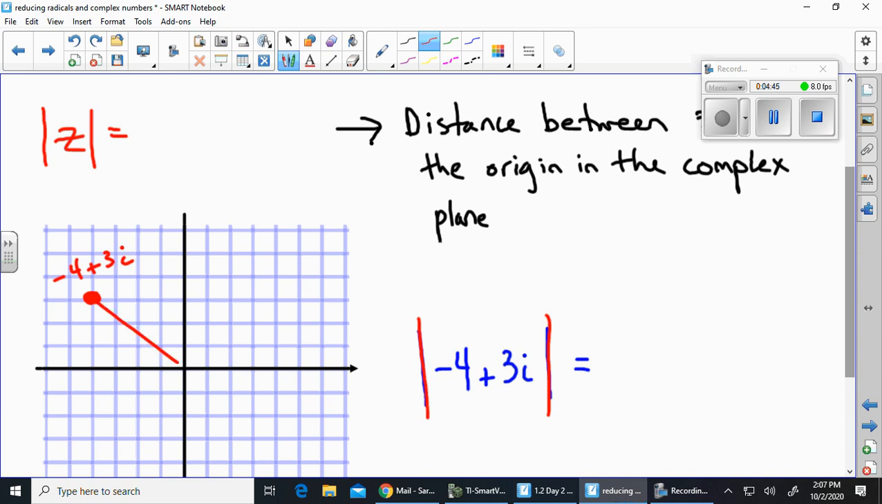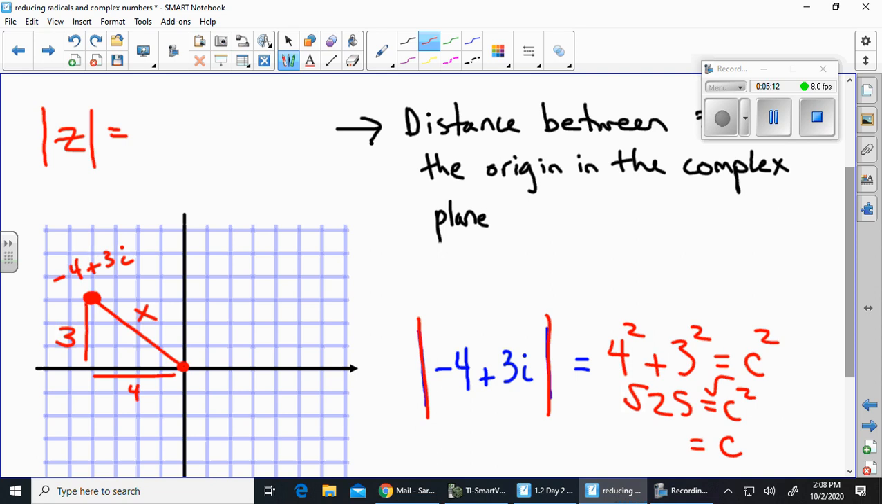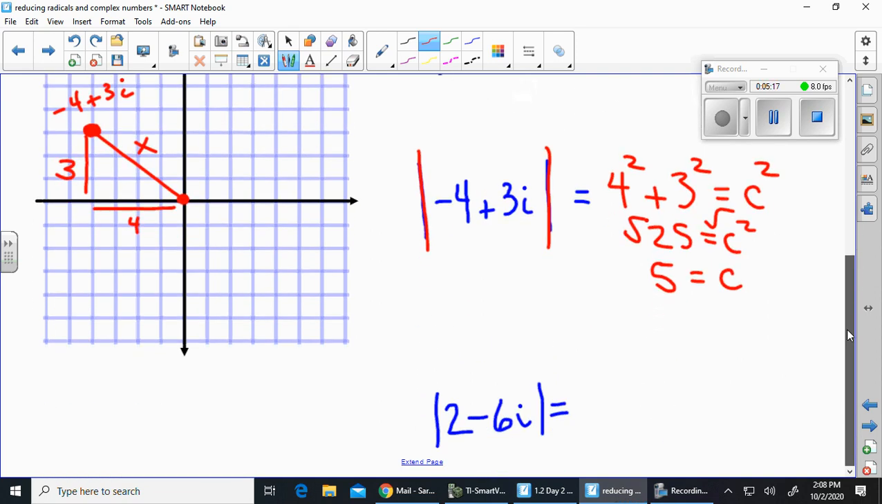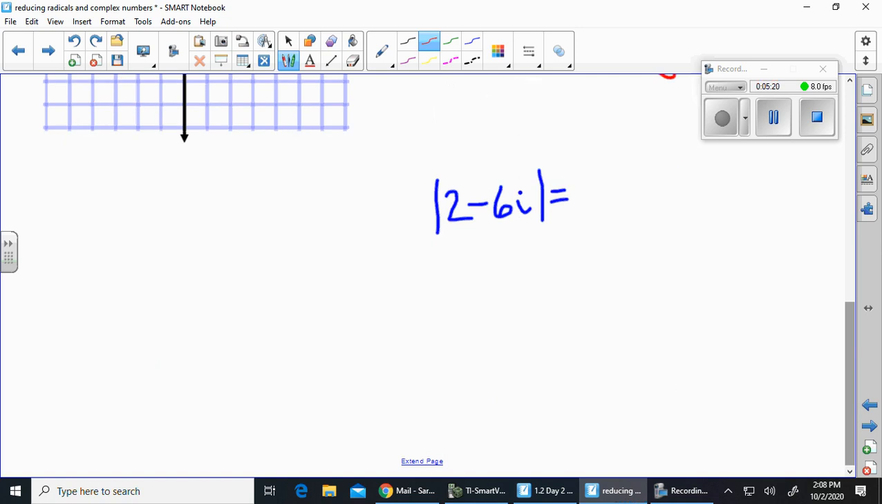How far away is that point from the origin? Well, think. That's 4. That's 3. Doesn't matter that it's negative. I want a squared plus b squared equals c squared. That's 25. Square root, that's 5.